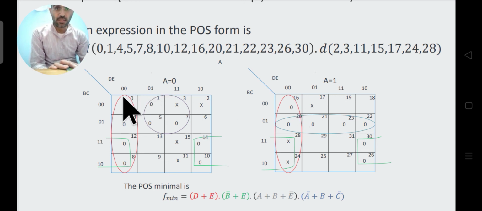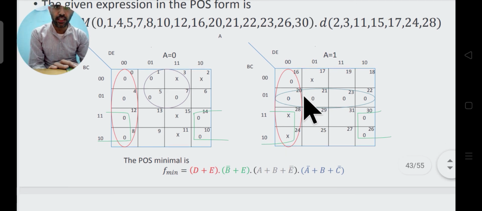We can see that this particular red cell is adjacent to this cell. This left column is adjacent to this left column, so this is an octet we are able to form. Corresponding to this octet, the term we will get is D plus E. You can verify it.